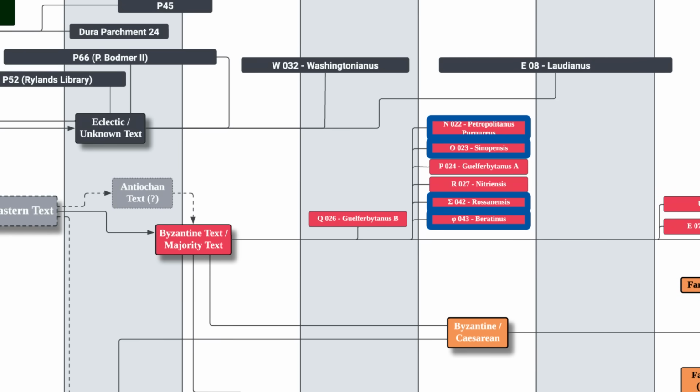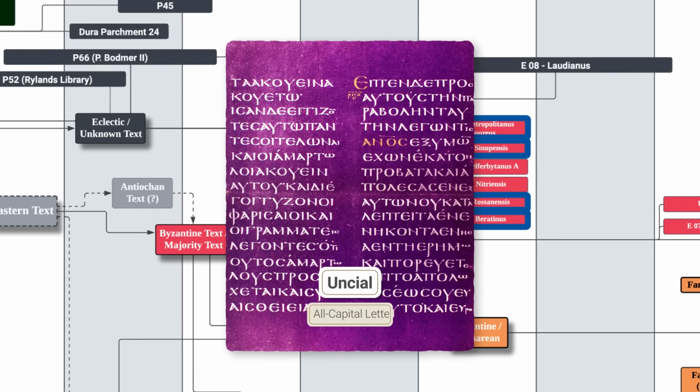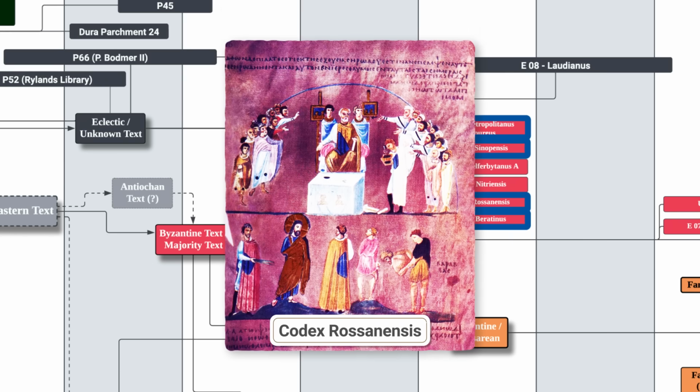The word uncial, also known as majuscule, refers to the fact that the text is written in rounded, all-capital letters. These particular ones were also all written on parchment that had been dyed purple, with the lettering being done in either gold or silver ink. Codex Rossanensis stands out because it's one of the earliest examples of an illuminated manuscript, meaning that the text was embellished with pictures and other decorations.